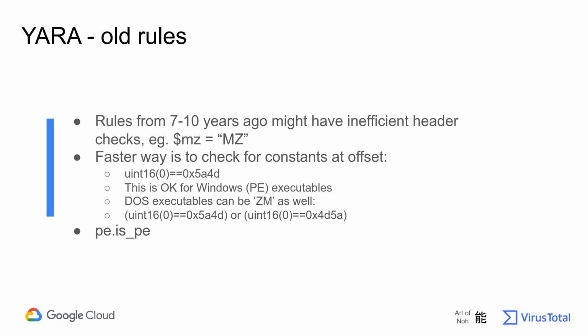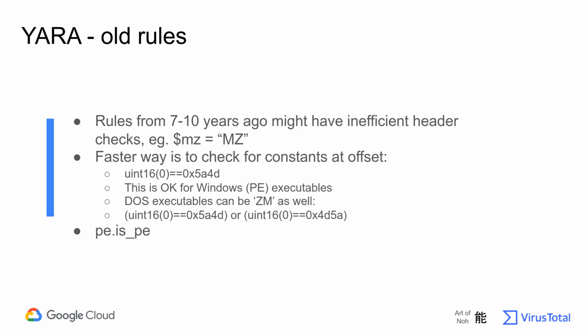0x5a4d. We have a comment that mz at 0 is old school. Absolutely, it's super old school, but you'd be surprised how many Yara rule set collections I have seen that still have this $mz at 0. And this is actually okay for Windows PE executables, but there's a catch, by the way.